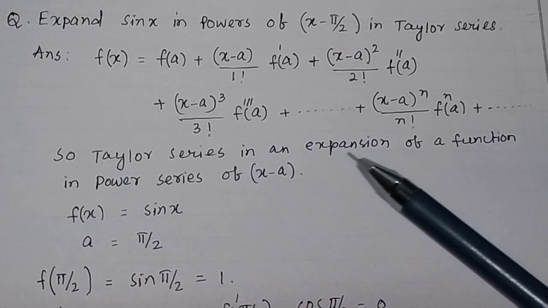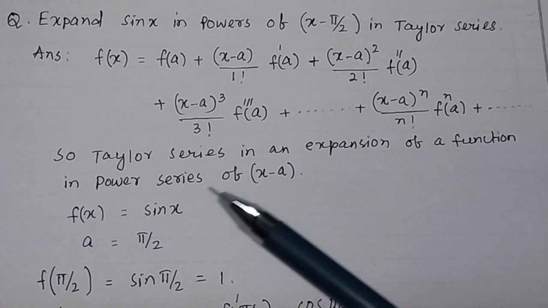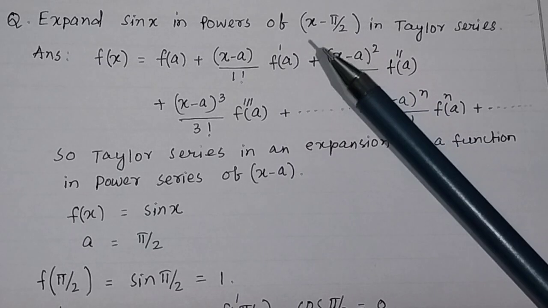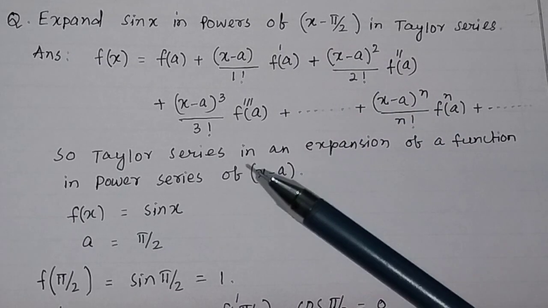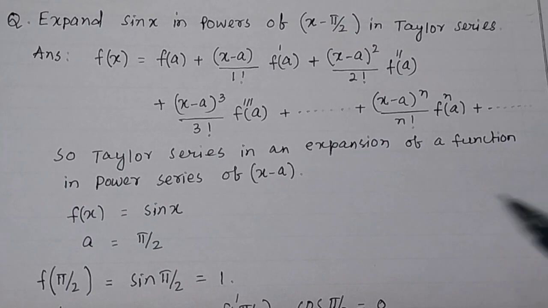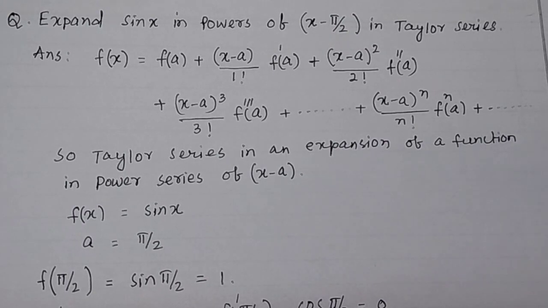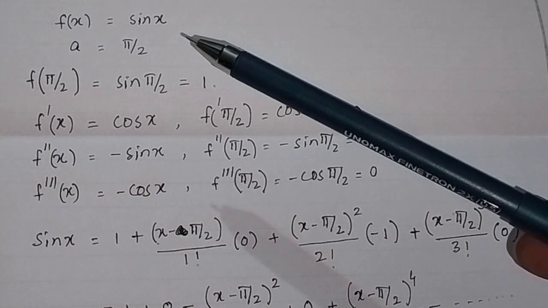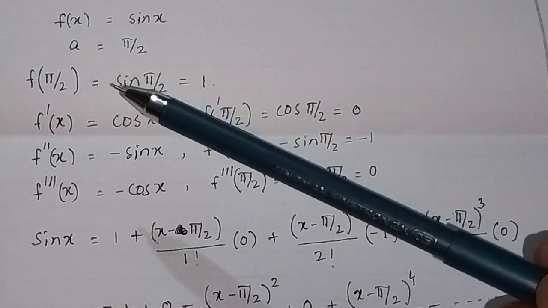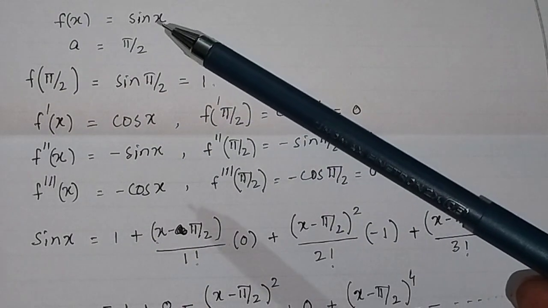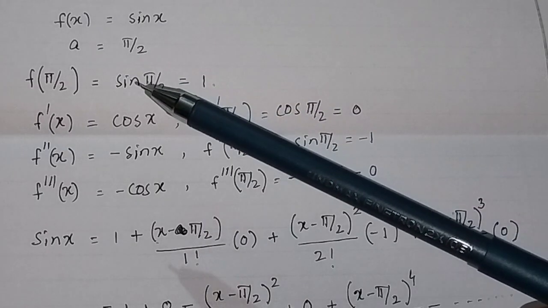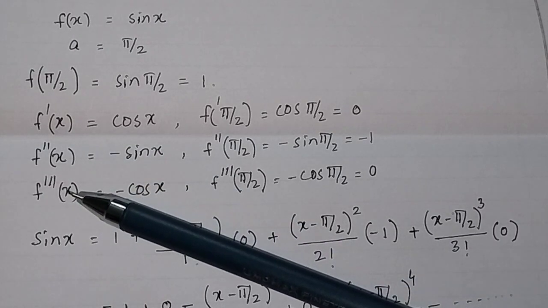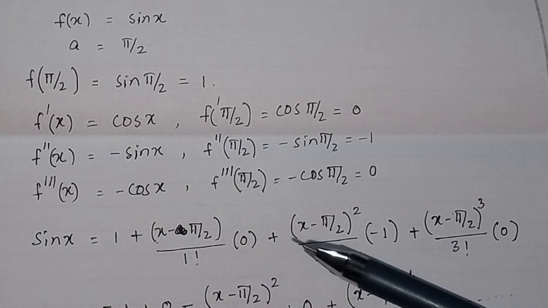So Taylor series is an expansion of a function in power series of x minus a. Here this is for the general case, and if it is given like this, then you can represent the function in powers of x minus pi by 2. So the function is given f(x) is equal to sin x and a is equal to pi by 2. So what will be f(a) or f(pi by 2)? If you substitute the value of x as pi by 2, then sin pi by 2 is equal to 1. Then you find out the first derivative, second derivative, third derivative, fourth derivative to find the successive terms.